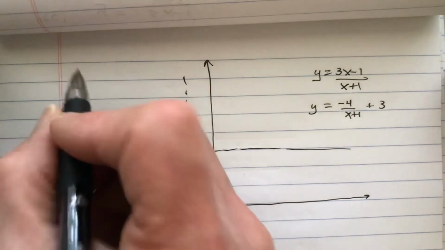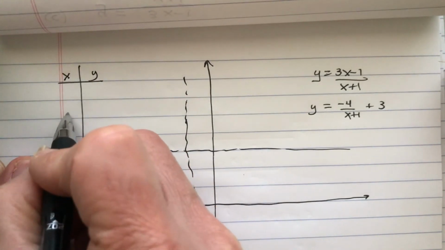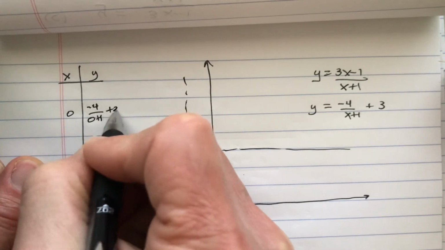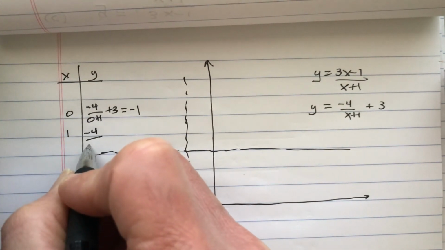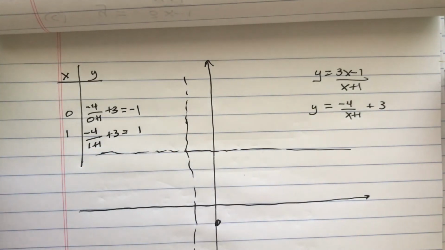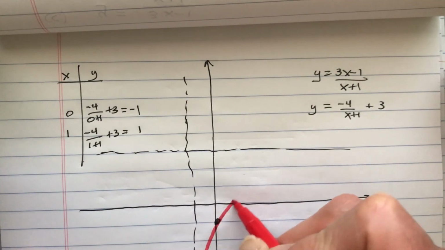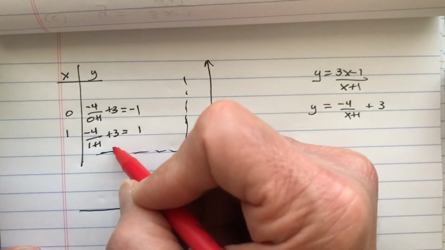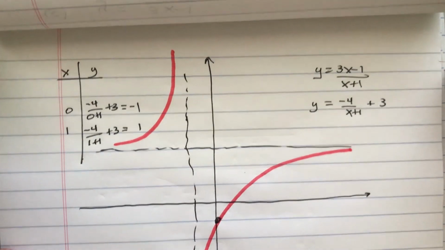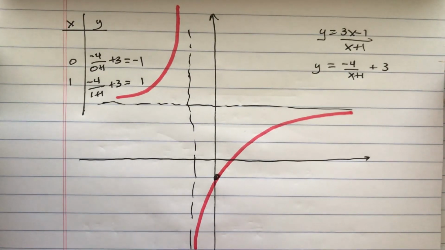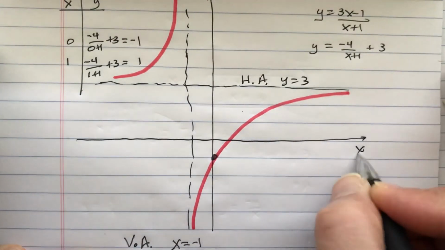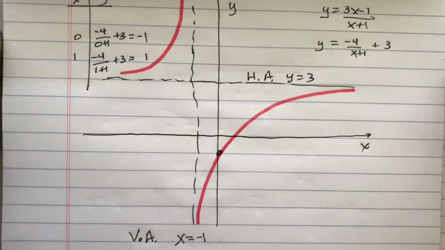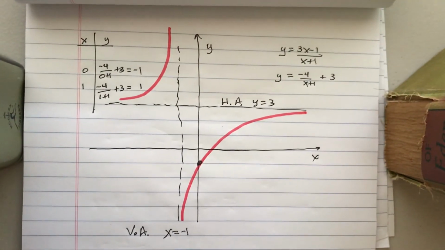And then we can just plot some points, even though I sort of wanted to avoid that. But especially, let's put in x equals 0. And we get negative 1. And I don't know, let's put in 1. And that's going to give us 1. So this is what our graph looks like over here. And then on the other side, it should look something like this. And so this is our vertical asymptote, x equals negative 1. And our horizontal asymptote is y equals 3. All right, so that's that.